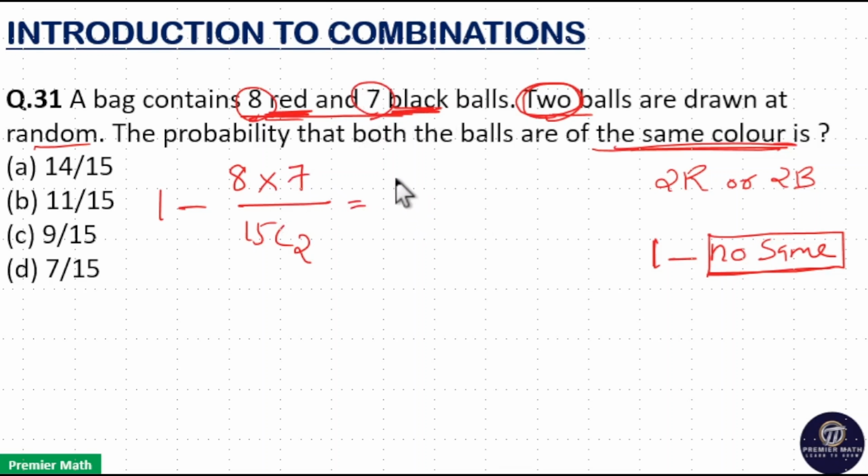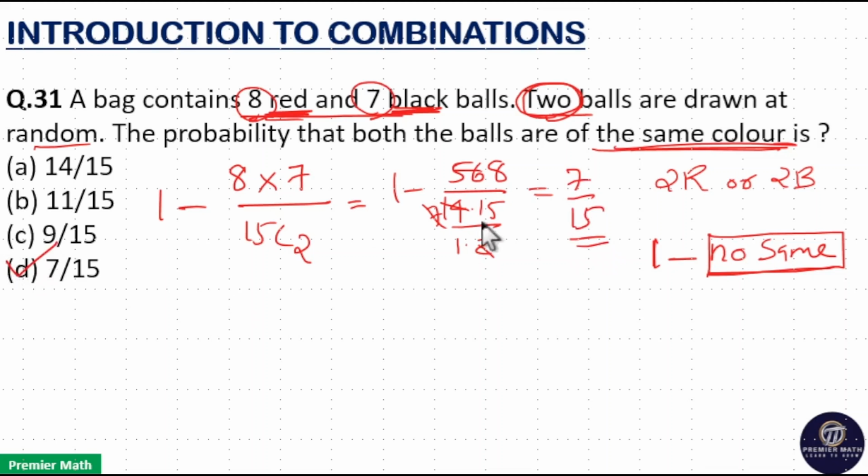So this is equal to 1 minus 56 divided by 15C2. 15C2 means 13 cancel, 14 into 15 divided by 2 factorial. 2 goes 7 times in 14, 8 times in 56. So 1 minus 8 by 15 means 7 by 15. Option D is your answer.